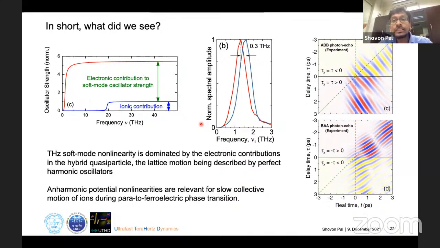Whereas ionic motion is always there, and that brings in the so-called anharmonic potentials. That is relevant when you are coming with a very intense pulse, in the case of megavolts per centimeter, or, to be more specific, when you are talking about a thermal phase transition; there the ionic motions do play a role. But in the light-induced phase transition, it is predominantly governed by the electronic contributions in this quasi-particle. So that is what I'm saying. Did I answer you? Okay, thank you. Yeah, kind of.